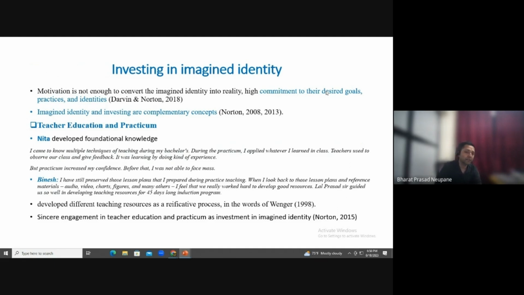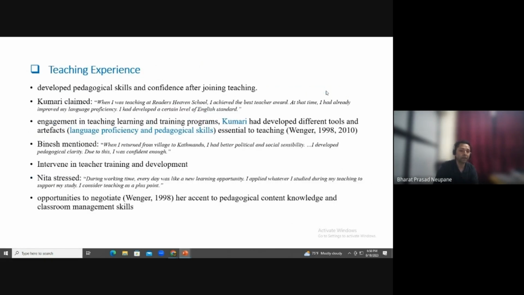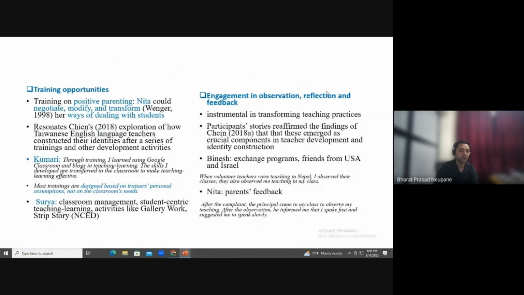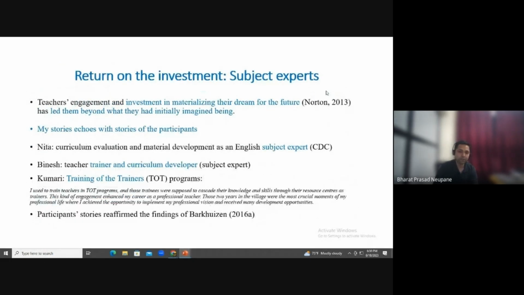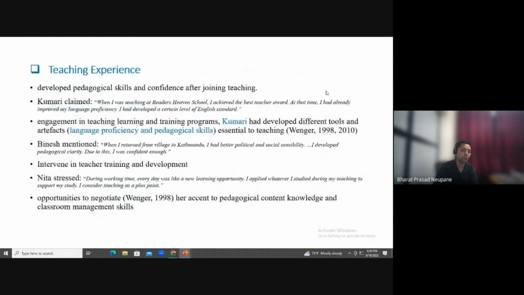So only motivation and imagination is not enough to convert the imagined identity into reality. Rather, a teacher needs to have high commitment to their desired goals, practices, and identities. So imagined identity and investing are complementary concepts. And the engagement of these teachers or their investment in different teacher education and practicum, teaching experiences, training opportunities, engagement in observation, reflection, and feedback should be considered as their investment in their imagined identity.